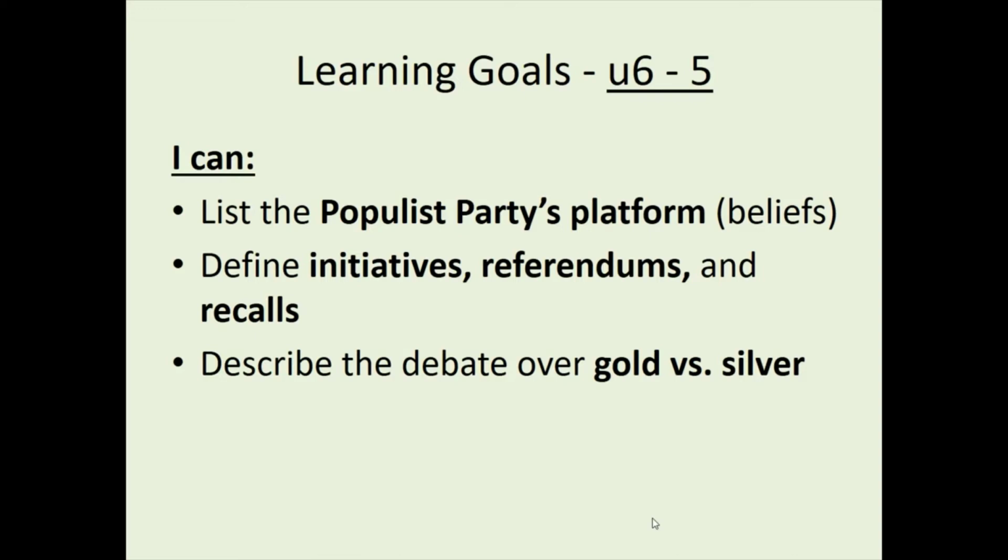We're going to go back in time over 100 years ago and look at the Populist Party and what their platform, their goals, and what they said. Here, if you vote for us, this is what we're going to do. I want you to be able to define initiatives, referendums, and a recall. And then last, describe the debate over gold and silver.